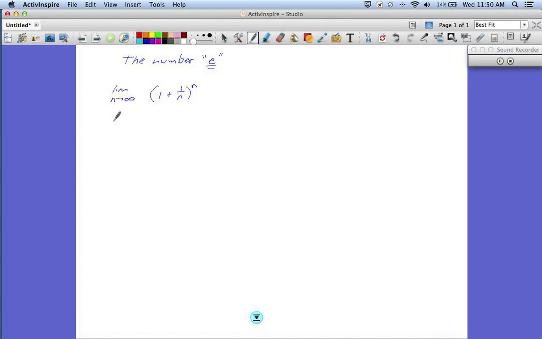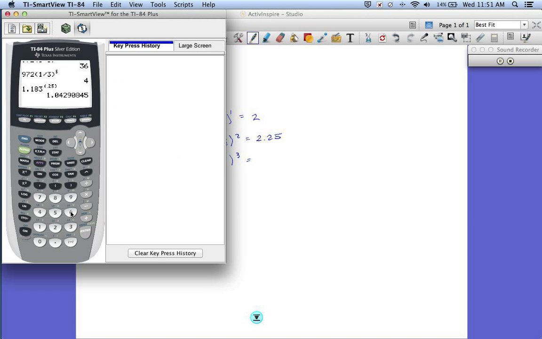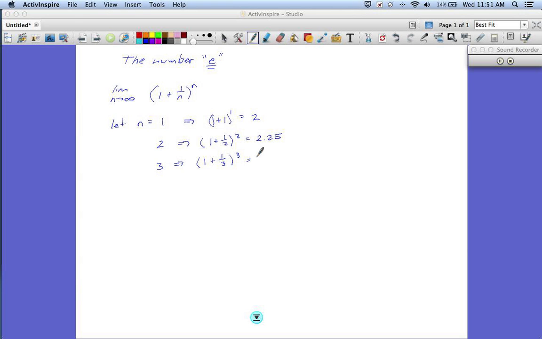So what that means, let's say n equals 1. Well, then we have 1 plus 1 to the first power. That's 2. Let n equal 2. We get 1 plus a half, squared. Well, that's 2 1/4 or 9/4. So on and so forth. 1 plus a third, and we're going to cube that. So that'd be 64 over 27, I believe we're looking at there. 64 divided by 27, which is 2.37, so on and so forth.